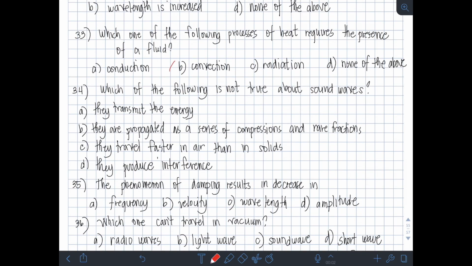34. Which of the following is not true about sound waves? A. They transmit the energy. B. They are propagated as a series of compressions and rarefactions. C. They travel faster in air than in solids. D. They produce interference. The correct answer is letter C. They travel faster in air than in solids. 35. The phenomenon of damping results in decrease in A. Frequency. B. Velocity. C. Wavelength. D. Amplitude. The correct answer is letter D.